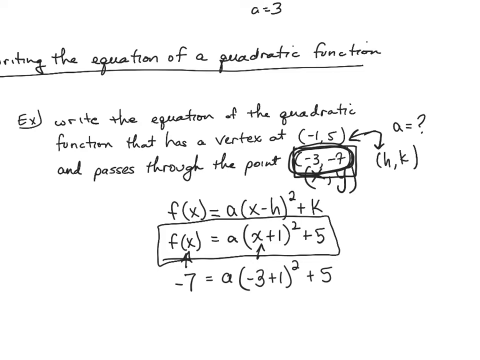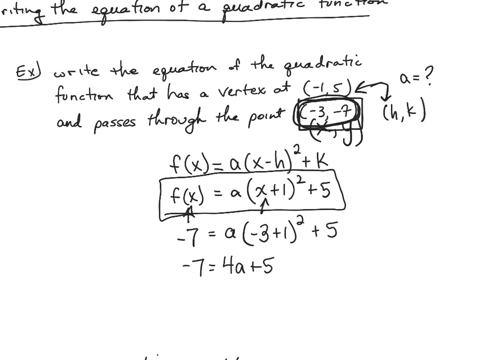So if we simplify this equation here, -3 plus 1, that's -2, and the -2 squared is 4, so -7 equals 4a plus 5. Subtract 5 on both sides, and you get -12 equals 4a. Divide by 4, and you get a equals -3.